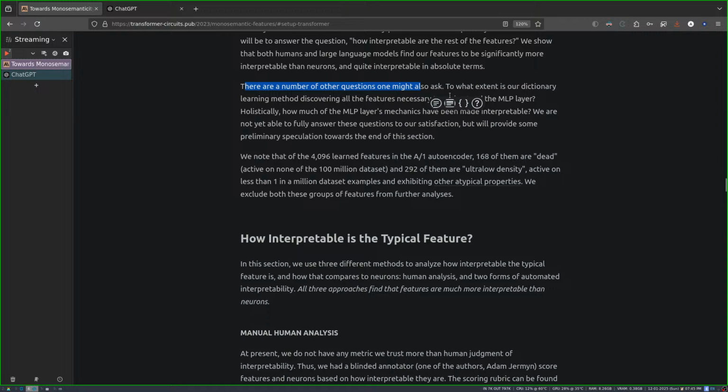There are a number of questions one might ask. To what extent is the dictionary learning discovering all the features?